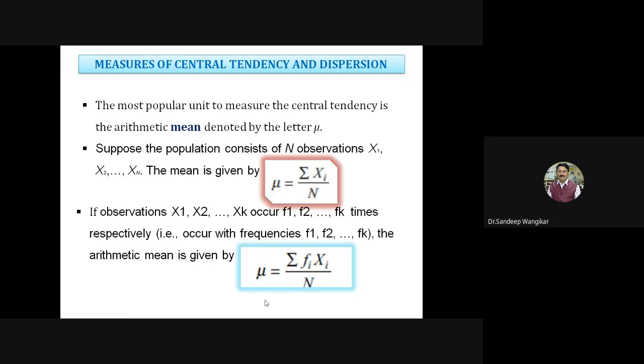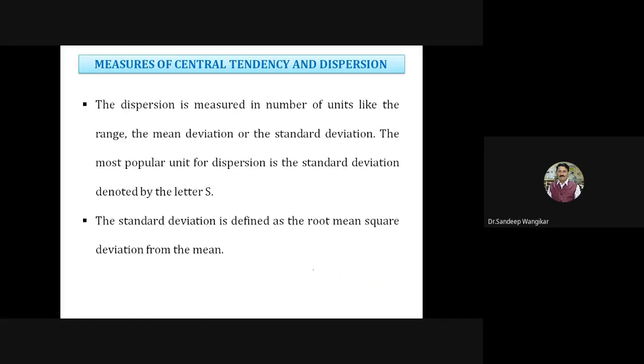So in this case, you can calculate the mean using this formula. Here mu is given by summation fi xi divided by n, where n is the total number of times the readings appear, the sum of fi. This formula is required and we will use it many times. Okay, let us move ahead.